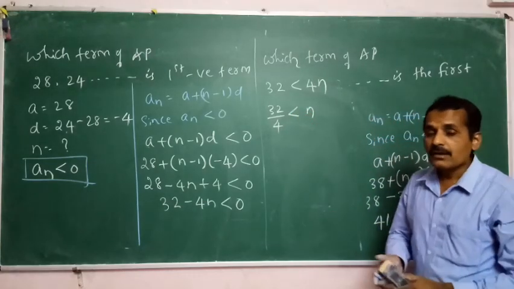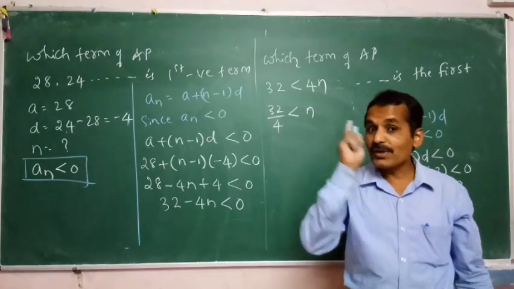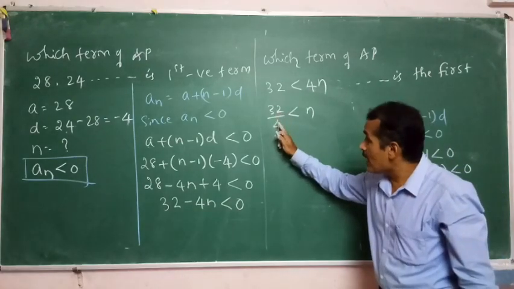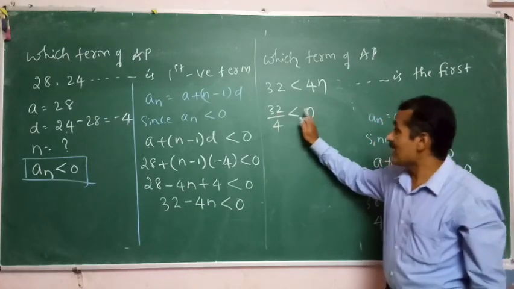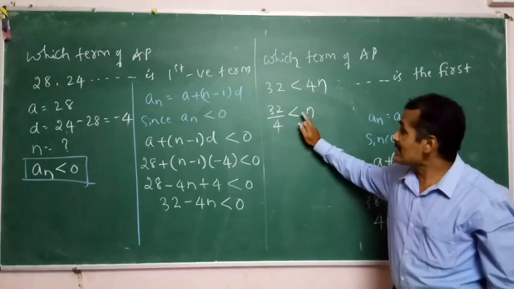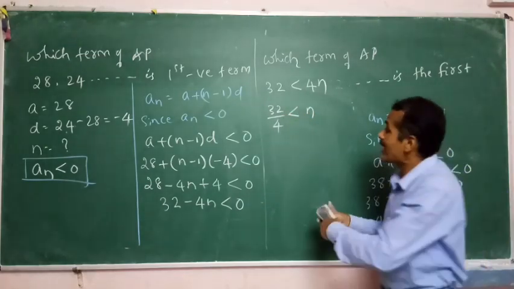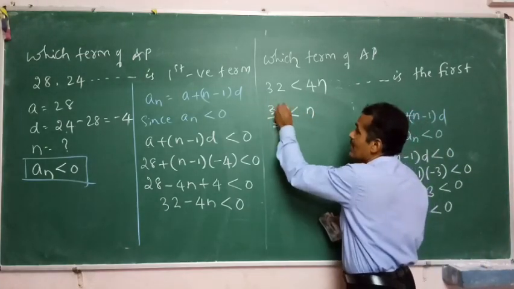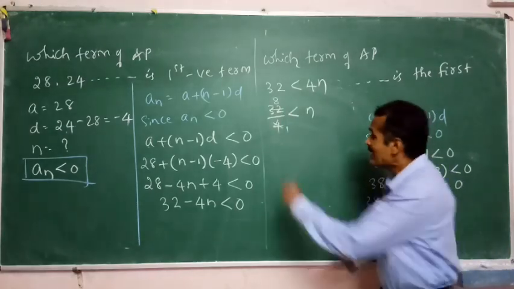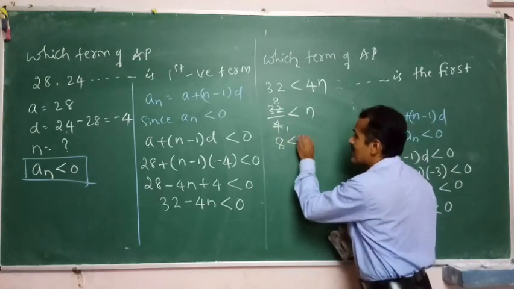My dear children, how to read it? 32 by 4 is smaller than n, or n is greater than 32 by 4. I can cancel it. 4 eights are 32. That means 8 is smaller than n.